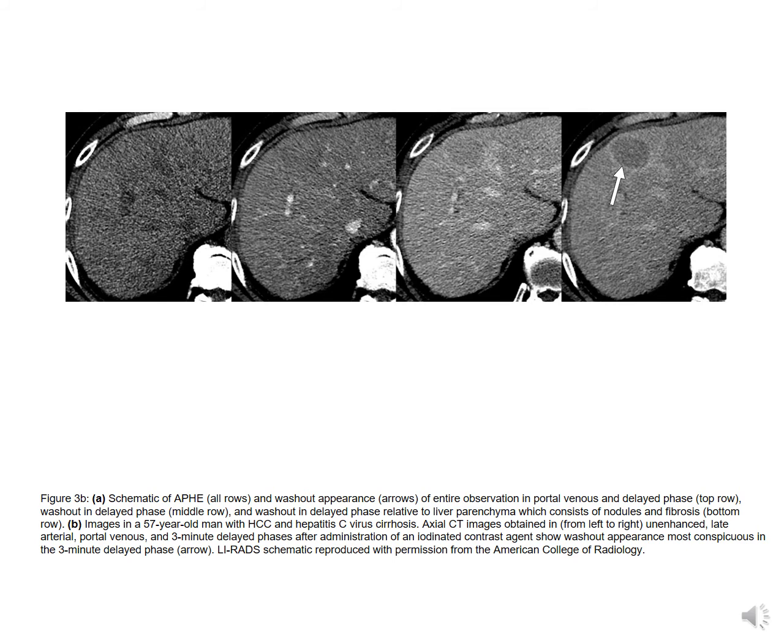This is an example of a case where you have a lesion which is almost isodense to the liver on the pre-contrast phase on CT. It does not show arterial enhancement, but does show washout, which becomes most pronounced on the delayed phase, but you can start appreciating that on the portal venous phase.